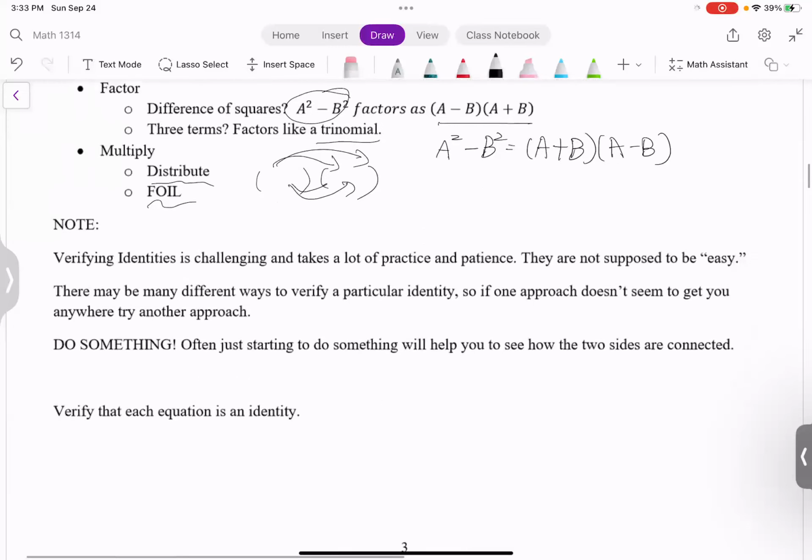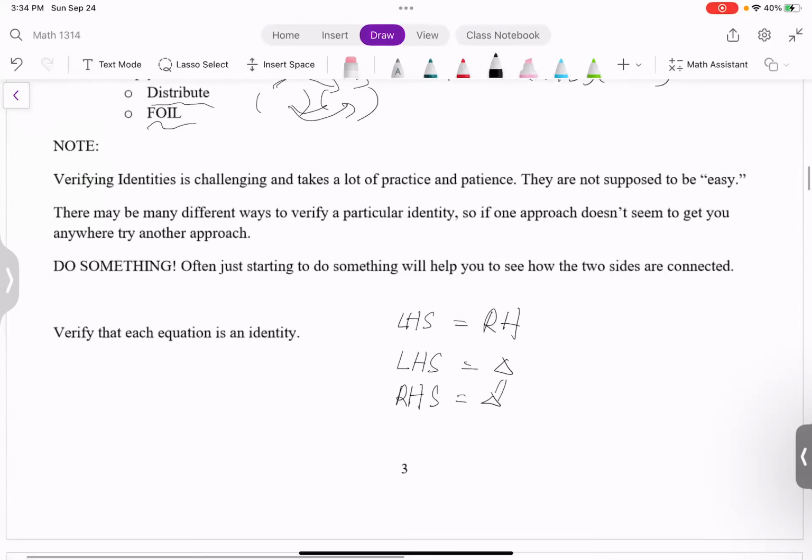All right, let's see the note. Verifying identities is challenging and takes a lot of practice and patience. So do not give up, because sometimes you are almost there. If you give up, you miss the points. So at least try a little bit, then you will see, oh, we're almost there. If you cannot prove left-hand side equals right-hand side, maybe you can try to prove left-hand side equals something and right-hand side equals something. If they are equal, we can also prove this is an identity.